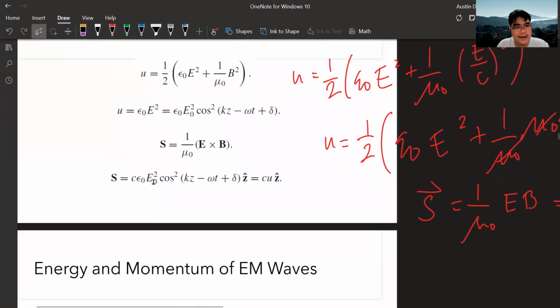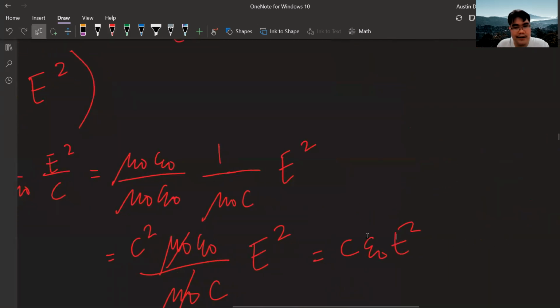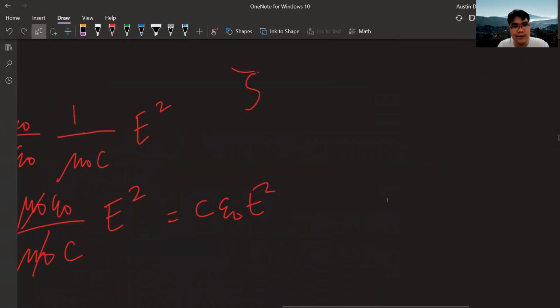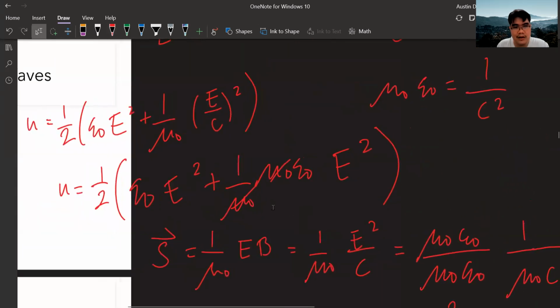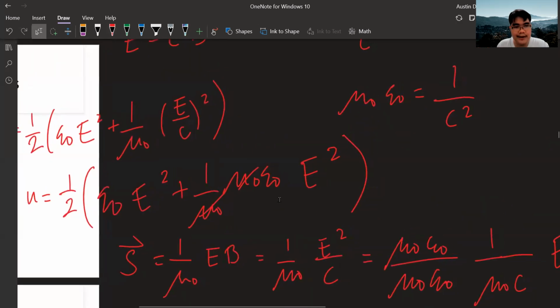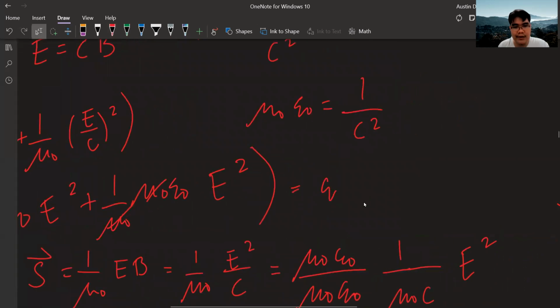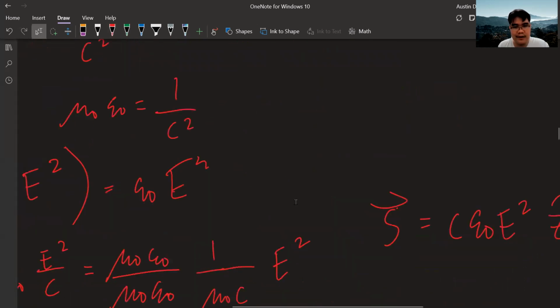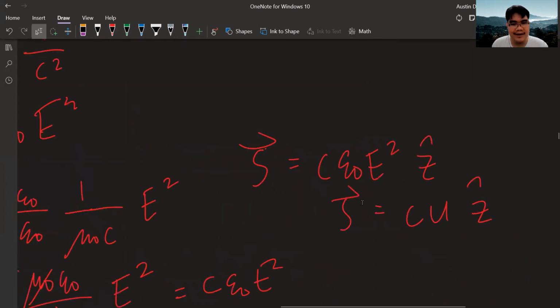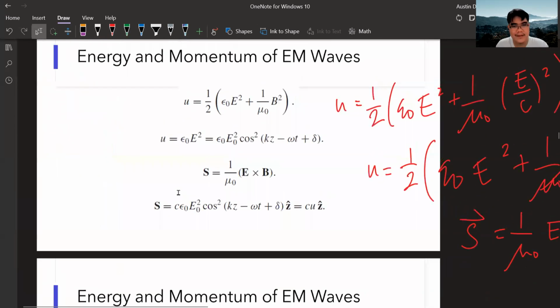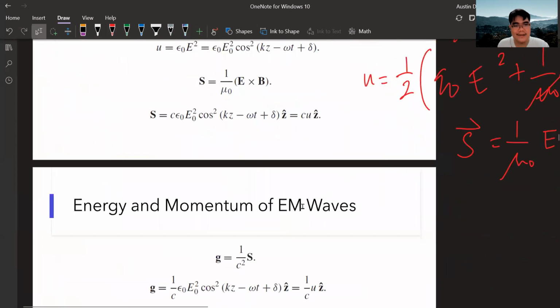So you have S is equal to C epsilon naught E squared. Then let's say Z is the direction of propagation, para madali. And then we solve for U, and we saw that U is epsilon naught E squared. Okay? Therefore, S is just C U Z. Dali, di ba? Okay, so yan. Nakuha na natin.